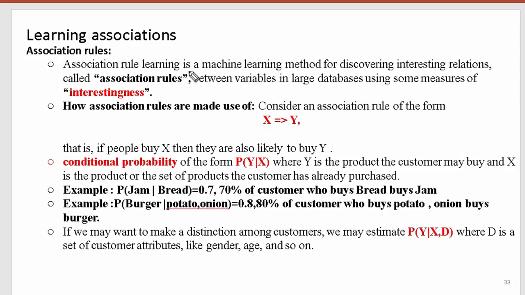So let us check out what we mean by learning association. Association rule learning is a machine learning method for discovering interesting relations, called association rules, between variables in a large database using some measures of interestingness. To understand this, I'll give you an example. Consider a supermarket where a customer comes and buys bread and jam. You can say that there is a relation between bread and jam. So a person who buys bread will also buy jam. Such a method of searching for patterns or relationships from a huge database is called association mining or learning association rules.